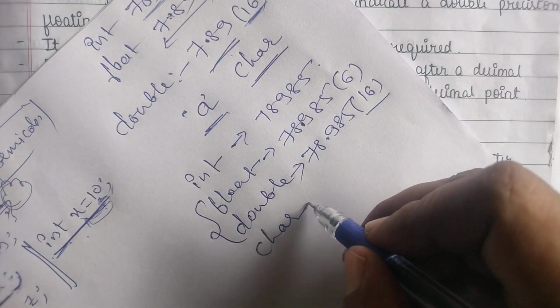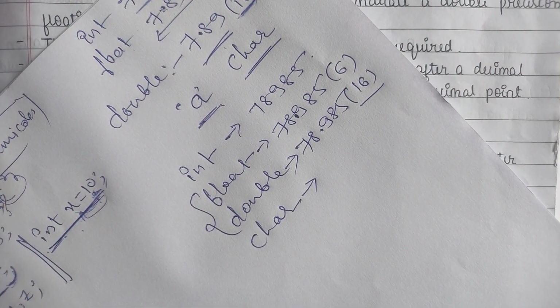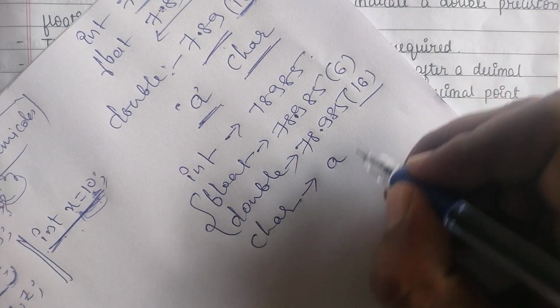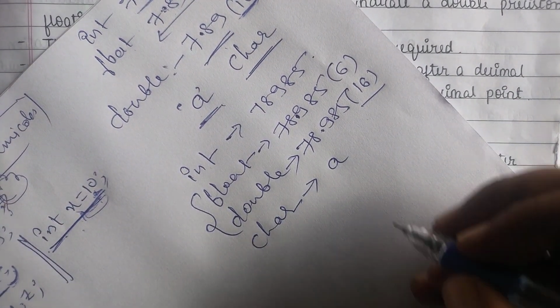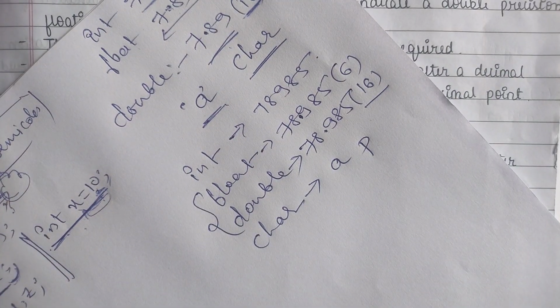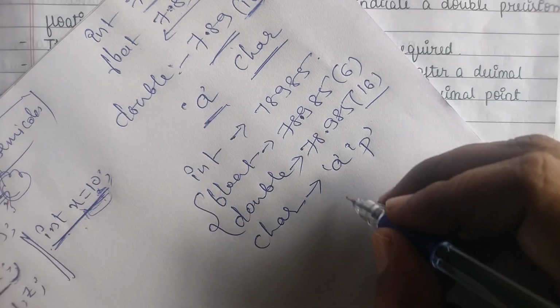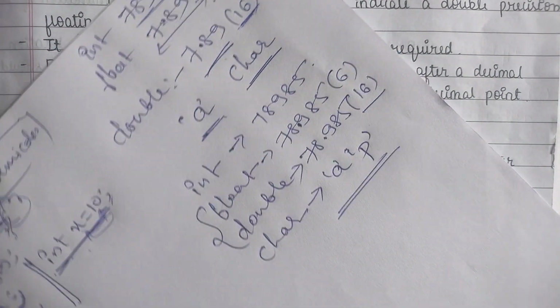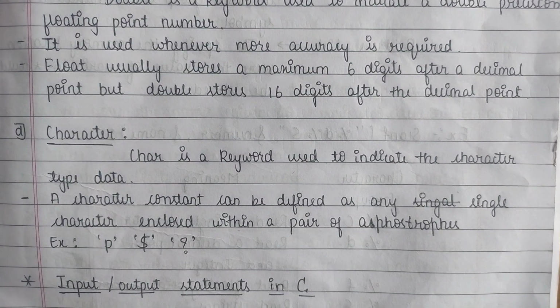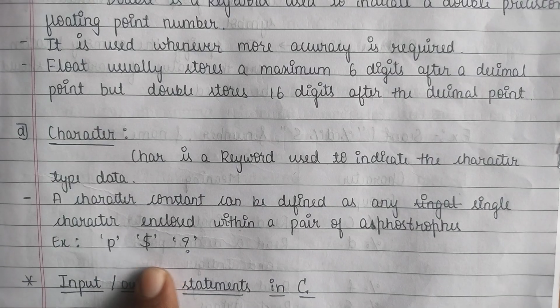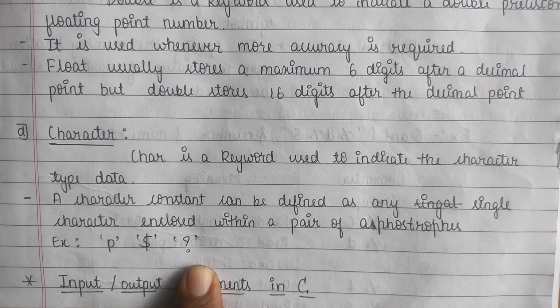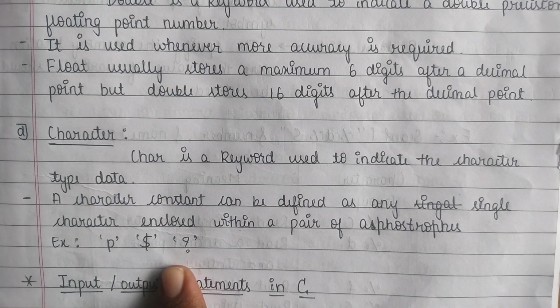And the last data type is called the character data type. In the character data type we should use a single character, and that single character is enclosed within the apostrophes. This is the example of character data type. For example, P, dollar, question mark. So these are the character data types.